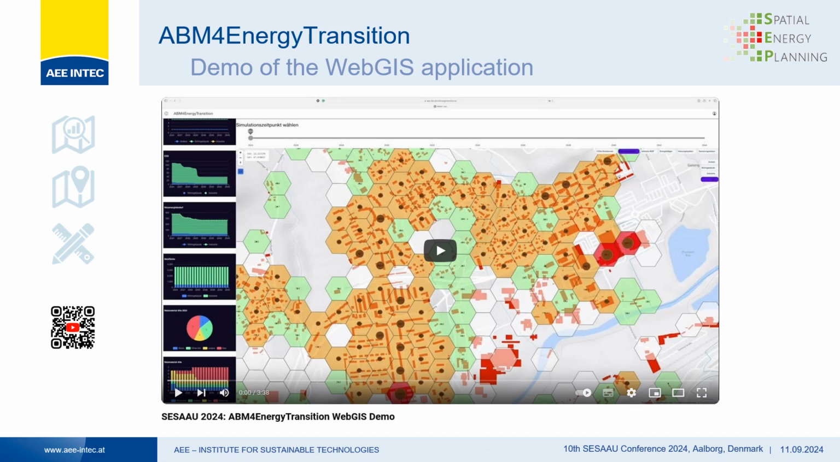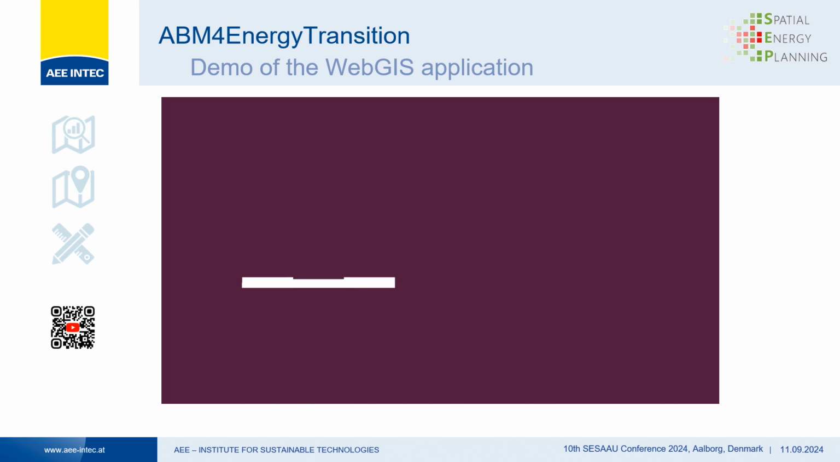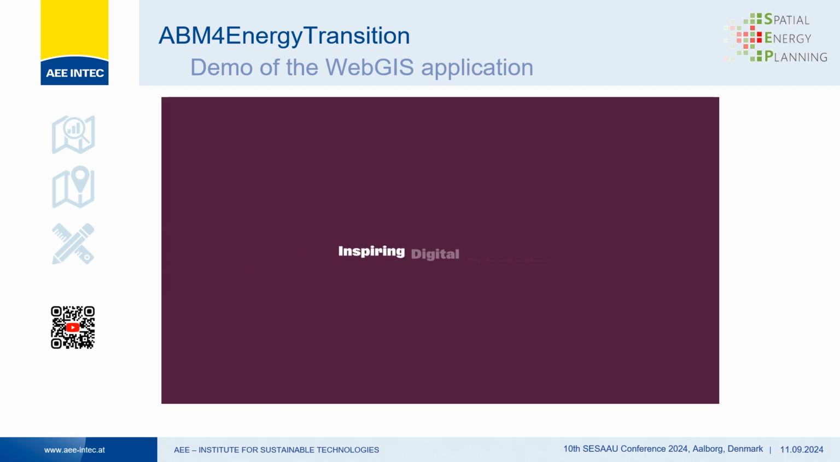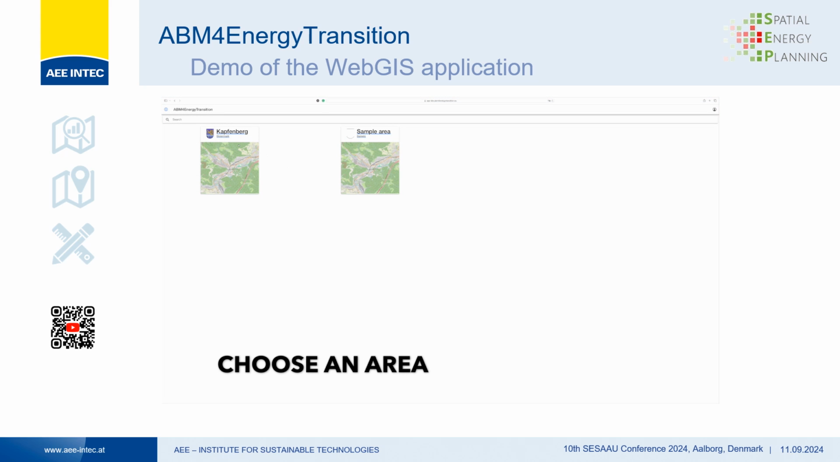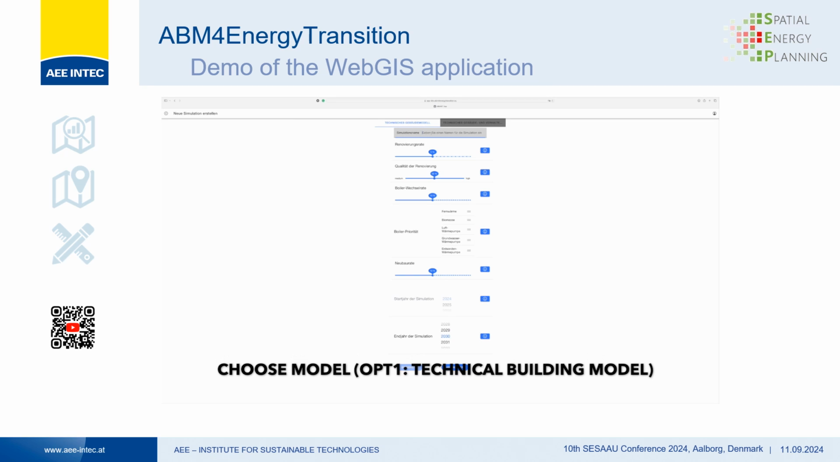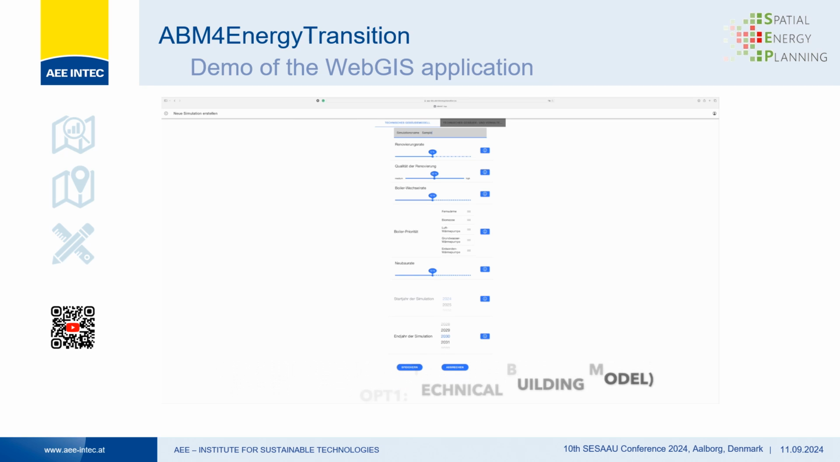Next, I will present a demo of the ABM for Energy Transition web application. This tool visually integrates the two models we have discussed. To start a simulation, the first step is to define the research area and assign a label to the experiment. In the technical base model, the user is prompted to set several input parameters.